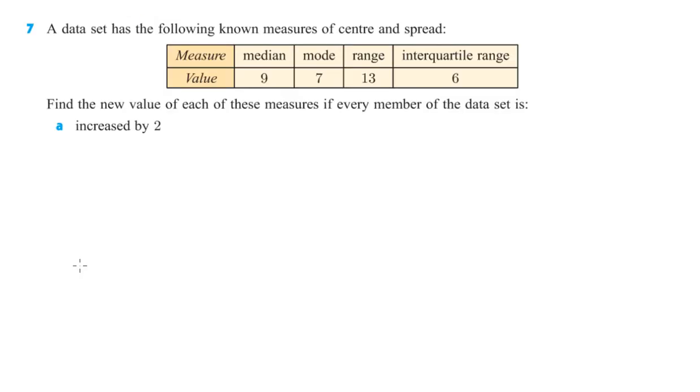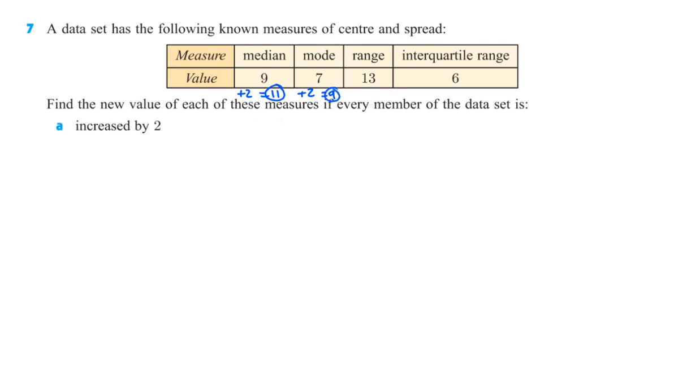Last one is number 7. A data set has the following known measures of center and spread. Find the new value of each of these measures if each member of the data set is increased by 2. Okay, so if the median was originally 9, and all those pieces of data increased by 2, we're simply going to add 2 to our median to get 11 for our new median. Mode, the one that happened the most often was 7. If all those 7s got increased by 2, we take 7 plus 2, so now 9 would have to be our mode.